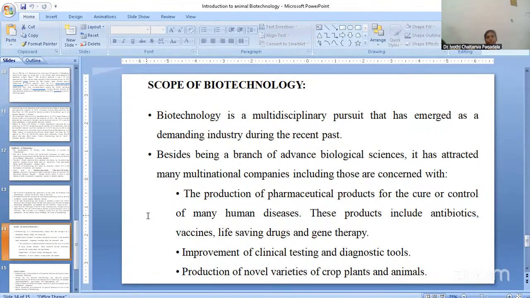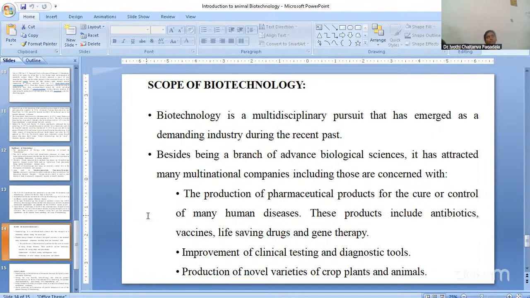The Technology Development Board, TDB, has been set up by the Government of India for the promotion of products that are developed and tested. The Technology Information, Forecasting and Assessment Council, TIFAC, has prepared a Vision 2020 document which includes biotechnology.